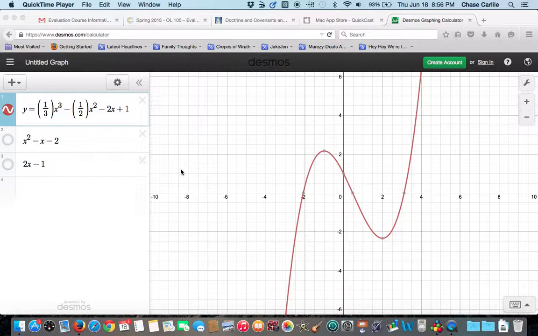Hello everyone. So today I just wanted to show you a graphical representation of how the original function relates to its first derivative and its second derivative.